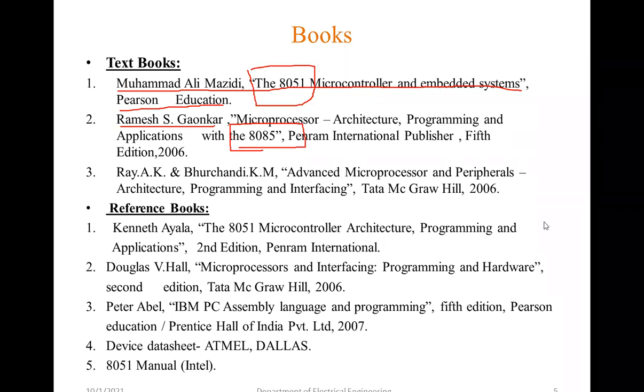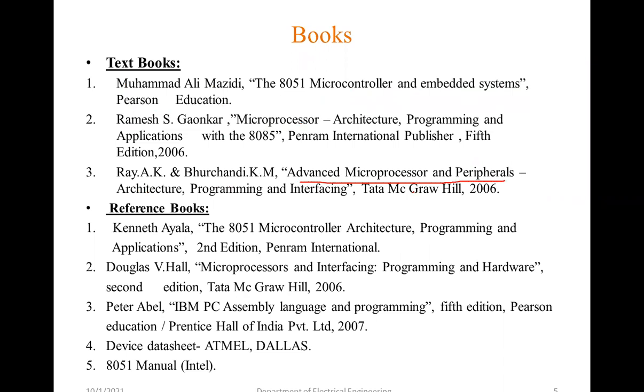You can also use Advanced Microprocessors and Peripherals, in which the topics connected to the architecture, meaning the interfacing topics, are present. This is also a good book, by Bhurchandi, K. M. Ray. But my suggestion is that you use these two books as textbooks, and the others as reference books. Every book is good. This one is for your microcontroller, and this one is for your microprocessor interfacing.